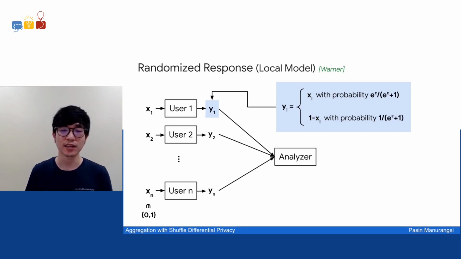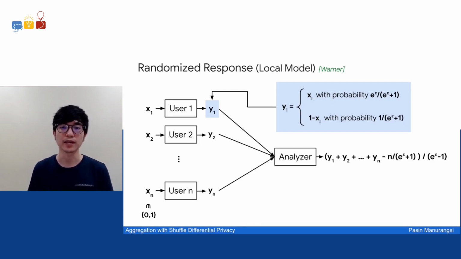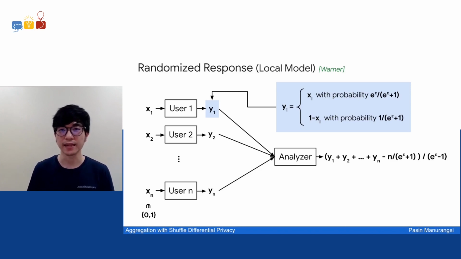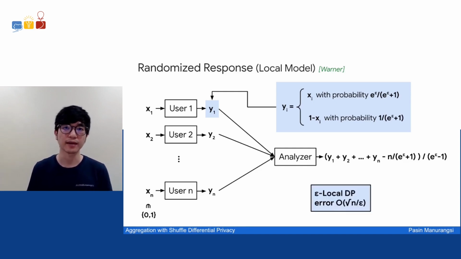The analyzer cannot just take the sum directly now, because if you look at the expectation, it is not right. So you have to debias. You have to subtract from the sum of y_i some number, in this case n over e to the epsilon plus 1, and then divide it by e to the epsilon minus 1. This will give you the unbiased estimator. And it's not hard to calculate the expected error. The expected error here is square root n over epsilon.